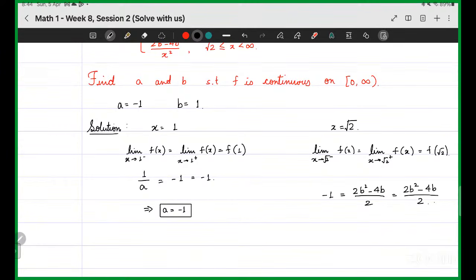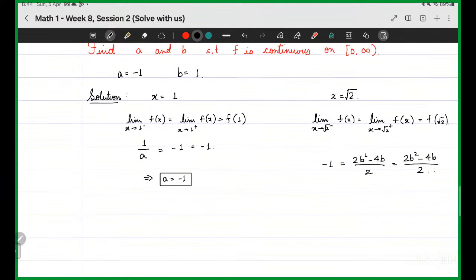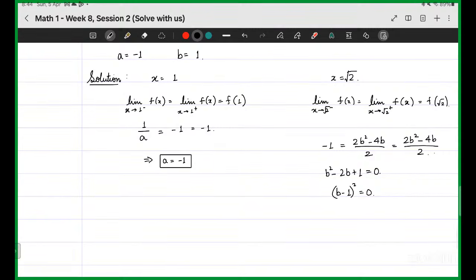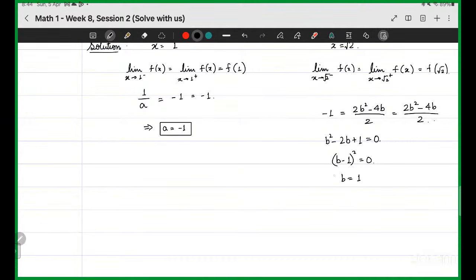And now what happens when I rearrange and write it out? How would I solve this quadratic equation? Factorization. We can directly say that this is b minus 1 the whole square, since we know that identity. Factorization, or even if you want to use the formula, anything works. All of them are correct. This will give me b is equal to 1.